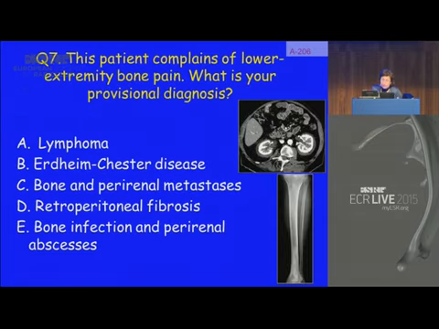A question for you. This is a patient who complains of lower extremity bone pain. What is your provisional diagnosis? Is it A, a lymphoma, B, Erdheim-Chester disease, C, bone and perirenal metastases, D, retroperitoneal fibrosis, E, bone infection and perirenal abscesses? Please vote.